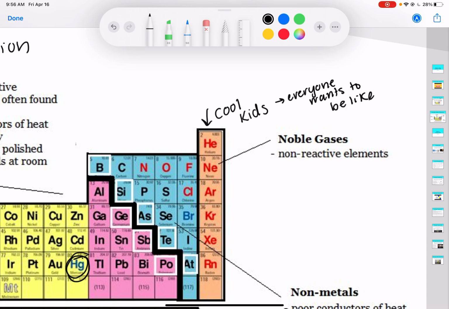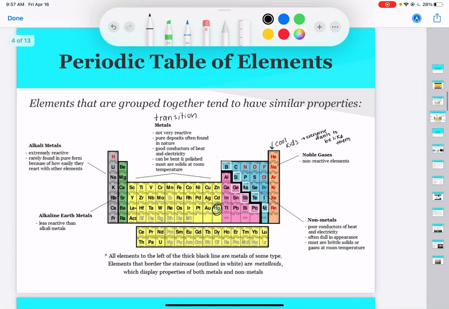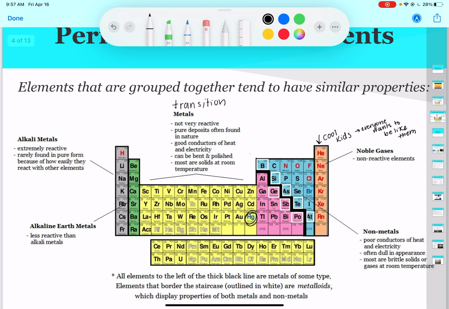And they don't react with anything else because they're already, I guess, complete, is the best way to say it. They're already full. They don't need anything else. Where all these other elements, they react because they're like missing something. They're missing electrons or whatever it may be, and they want to be like the noble gases. They want to be like the cool kids. So they react with other things to become more stable or whole.